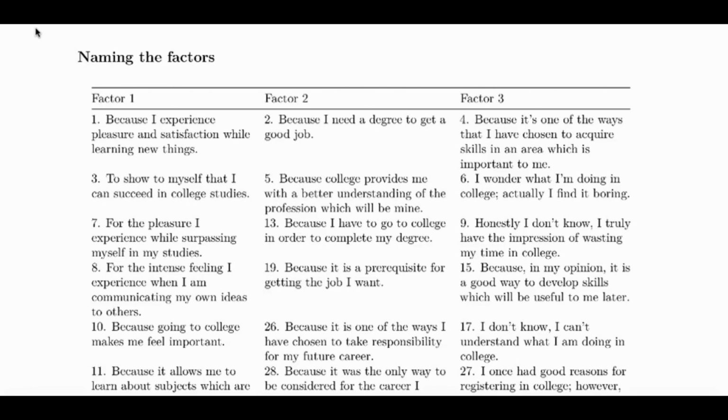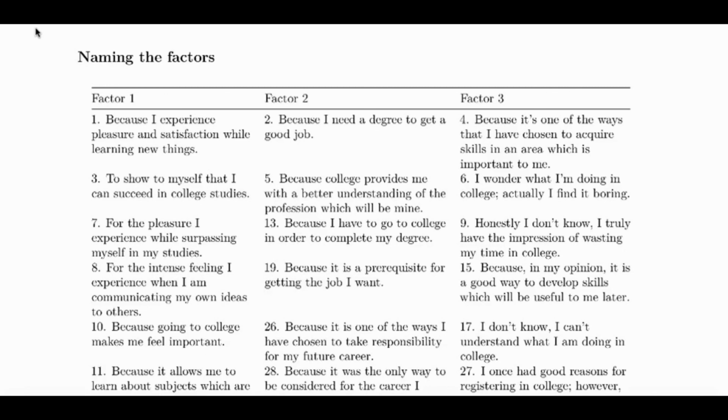Factor 2: because I need a degree to get a good job. That's very realistic. Because college provides me with a better understanding of the profession which will be mine. That sounds awkward. Because I had to go to college in order to complete my degree. I'm not sure what's the difference between 2 and 13. Because it is a prerequisite for getting a job. So this is the career goals factor. That's what the researchers called it.